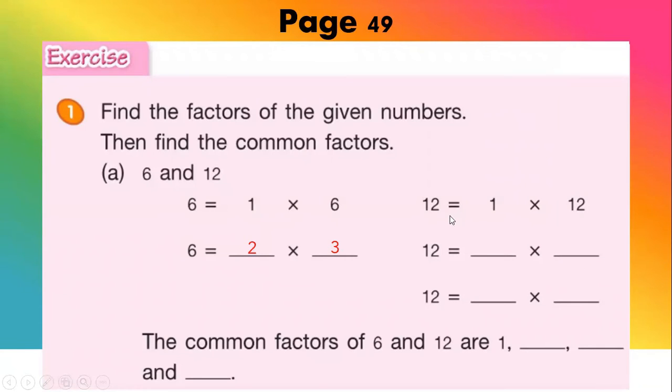These are the factors of 6. Let's go to 12. 12 equals 1 times 12. Next, 2 times blank. What is the answer? 6. Very good. And then 3 times blank equals 12. 4. The common factors of 6 and 12 are 1, blank, blank, and blank. So what are the 3 answers? 1, 2, 3, and 6. Very good.